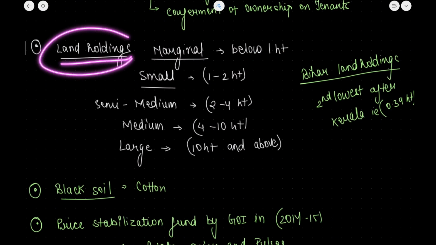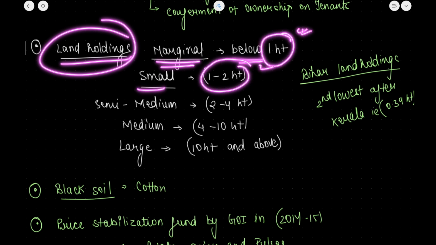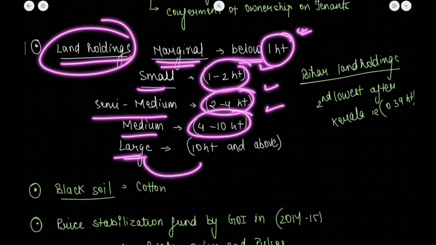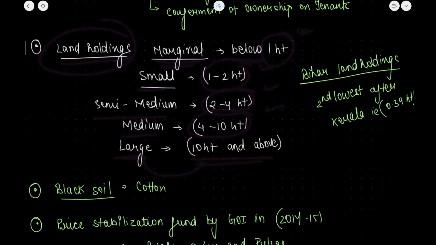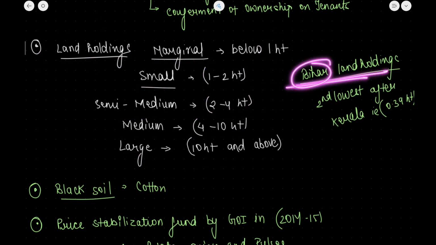Now, if I talk about the land holdings, marginal land holding means below 1 hectare of land. Small means 1 to 2 hectare, semi-medium is 2 to 4 hectare, medium means 4 to 10 hectare, and large means 10 hectare and above. Okay, now if I talk about Bihar specifically, this point is important for the BPSC examination. The Bihar land holding is the second lowest after Kerala.